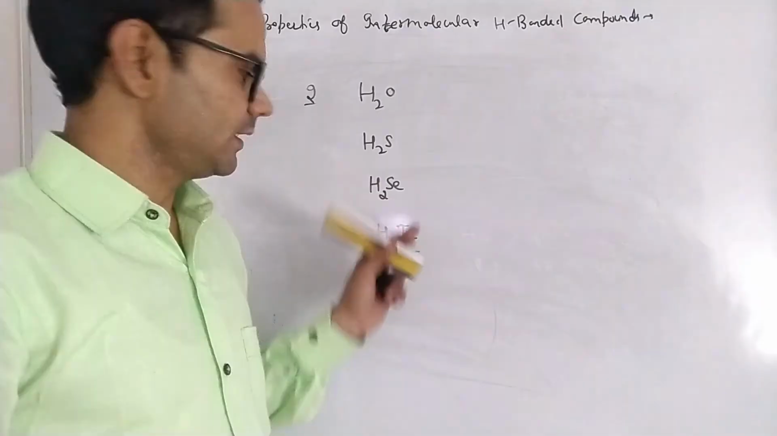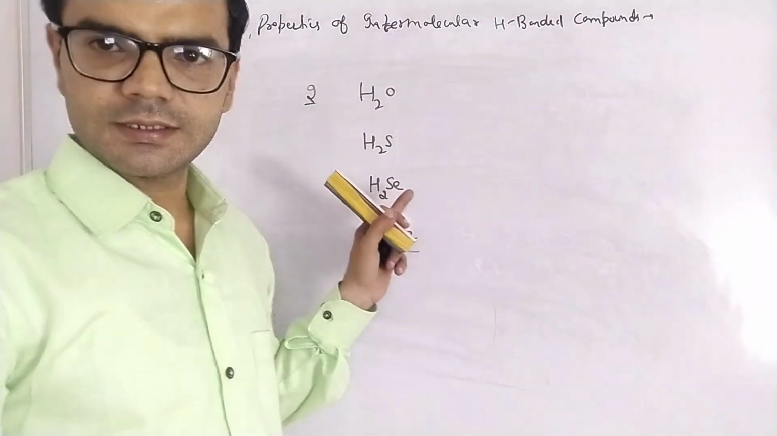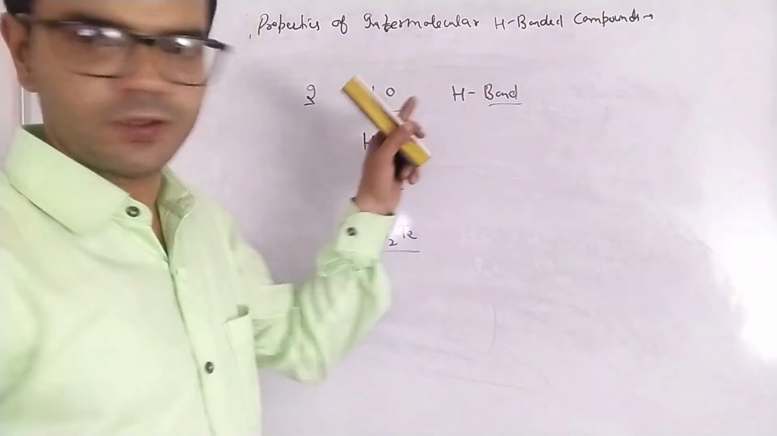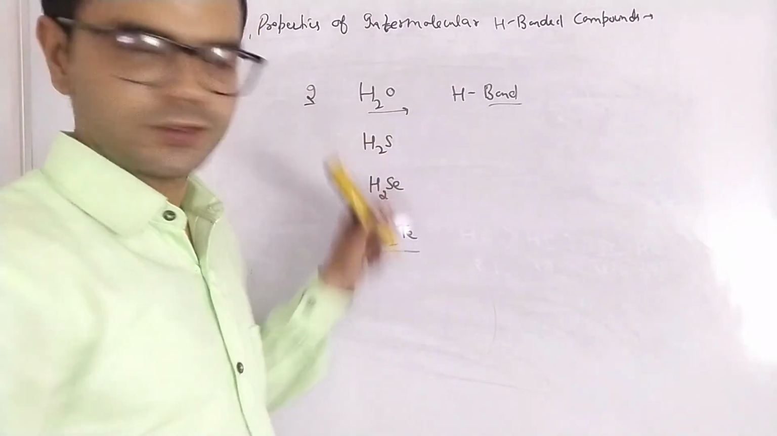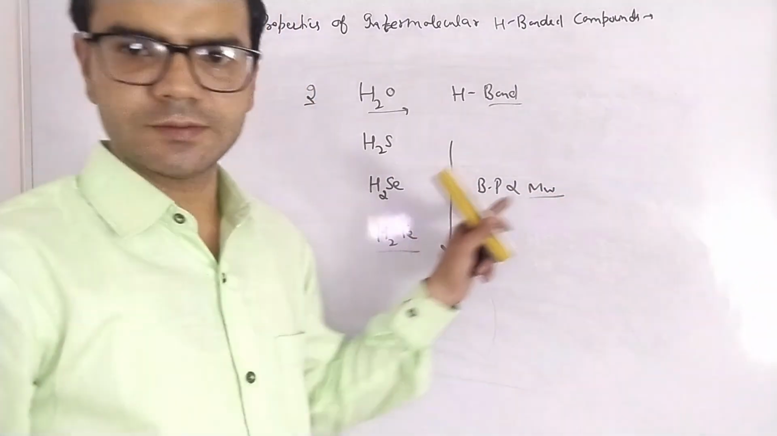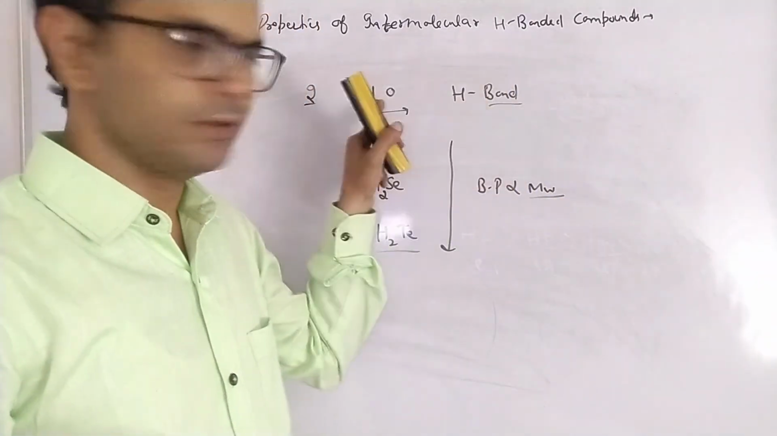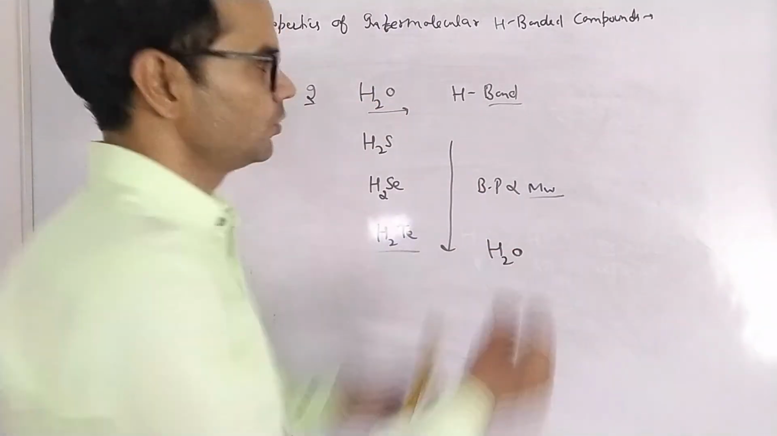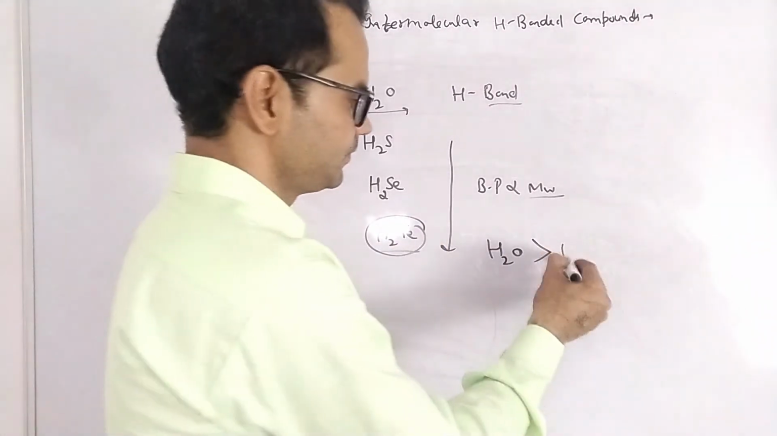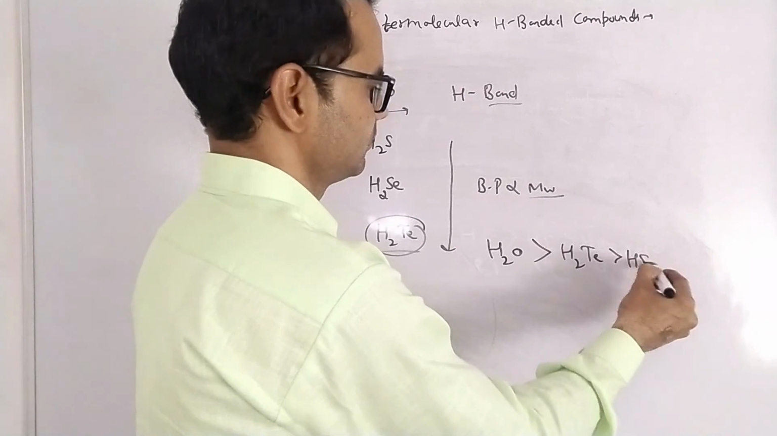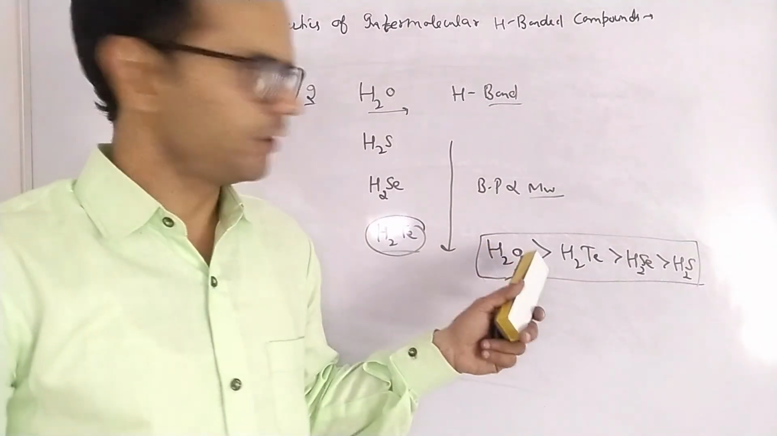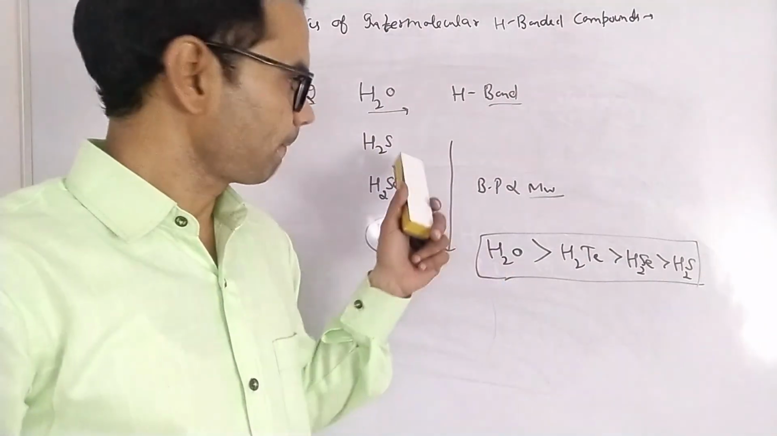H2O, H2S, H2Se, and H2Te, hydrides of group number 16. Again, water forms hydrogen bond, but all the others do not form hydrogen bond. So their boiling point is again directly proportional to molecular weight. So the highest boiling point will be of water due to presence of hydrogen bond. Next, the one with high molecular weight. Boiling point order of hydrides of group number 16.